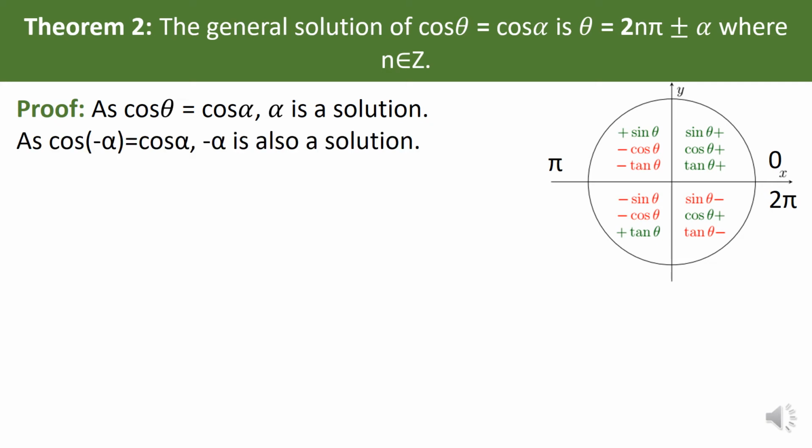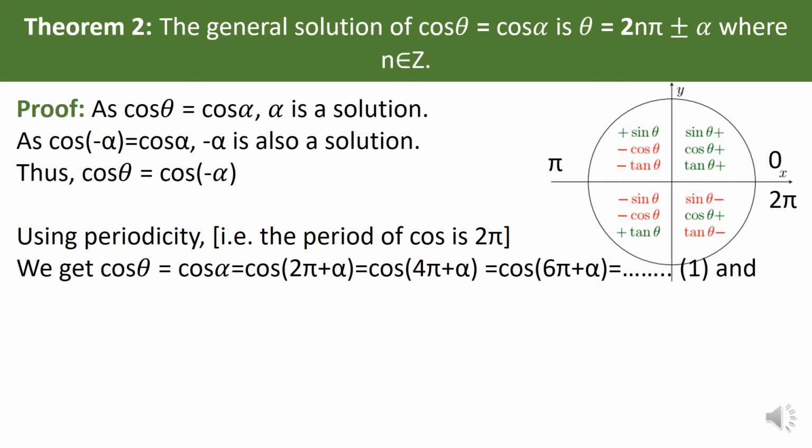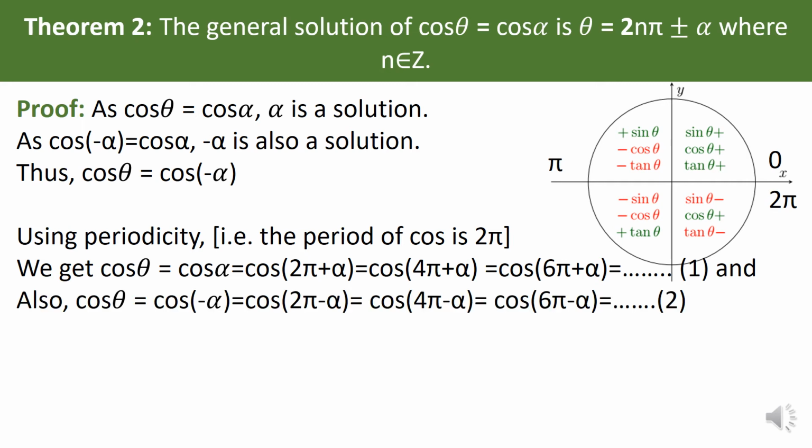Now, we also know that cos of any negative angle is same as positive cos. That means cos of minus alpha is equal to cos alpha. So we say that minus alpha is also a solution. Thus, cos theta is equal to cos alpha, or cos theta is equal to cos minus alpha. Now using periodicity, the period of cos is 2 pi, which means cos functions repeat themselves after every 2 pi interval. Every time we complete a full circle, the value of cos is same as the value that we started with. So we get cos theta is equal to cos alpha, which is cos 2 pi plus alpha, which is cos 4 pi plus alpha, cos 6 pi plus alpha, and so on.